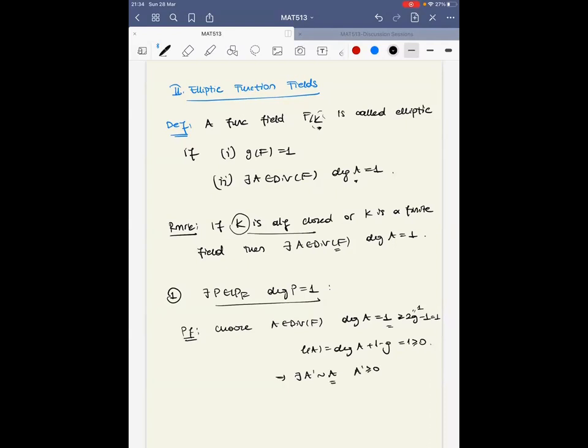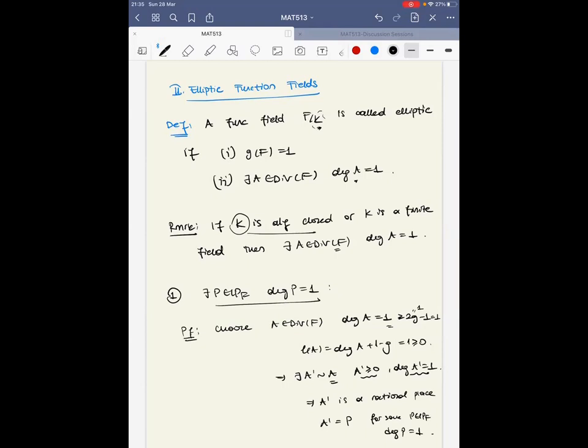which is equivalent to A, and since they are equivalent, they have the same degree. Since it is positive and it has degree 1, this shows us A prime is a rational place. So A prime is equal to P for some place P of F with degree 1. And this shows us the existence of a rational place in the elliptic function field.